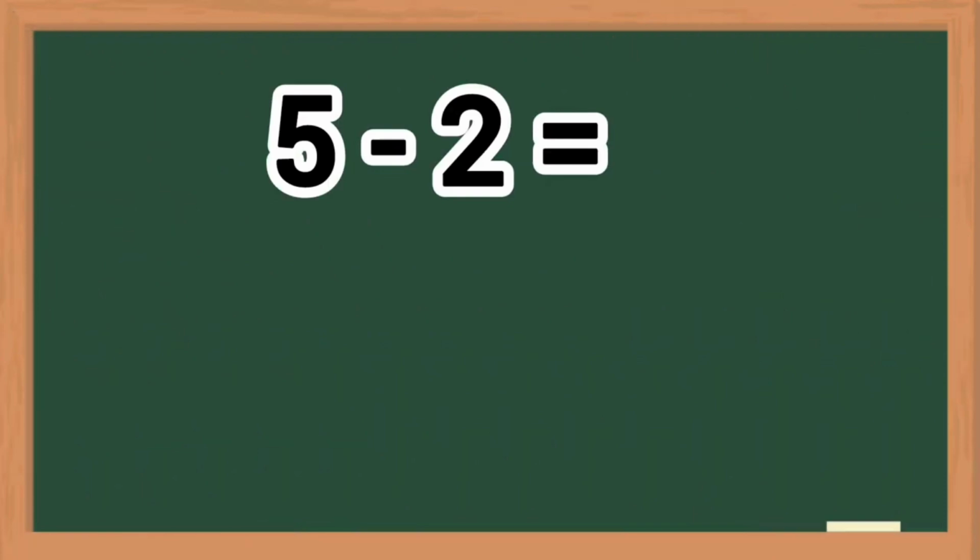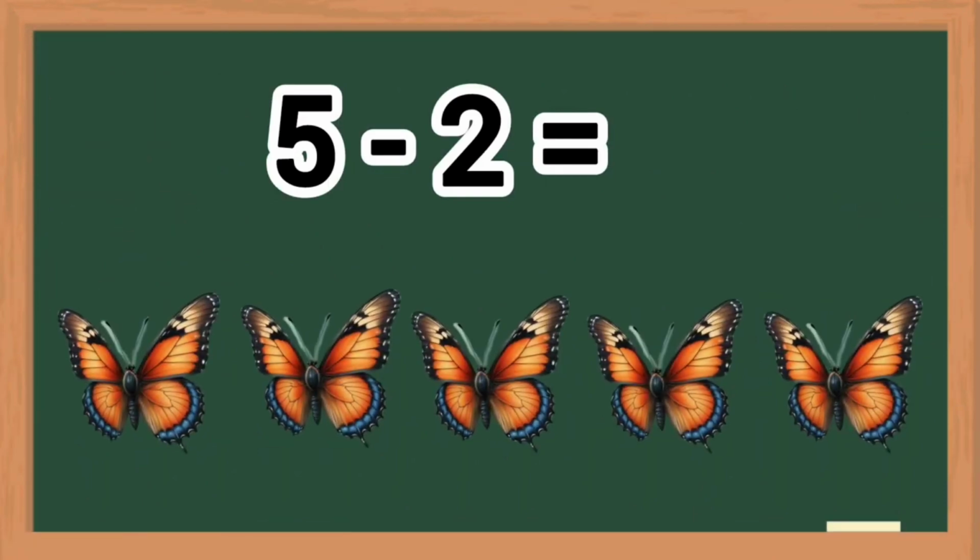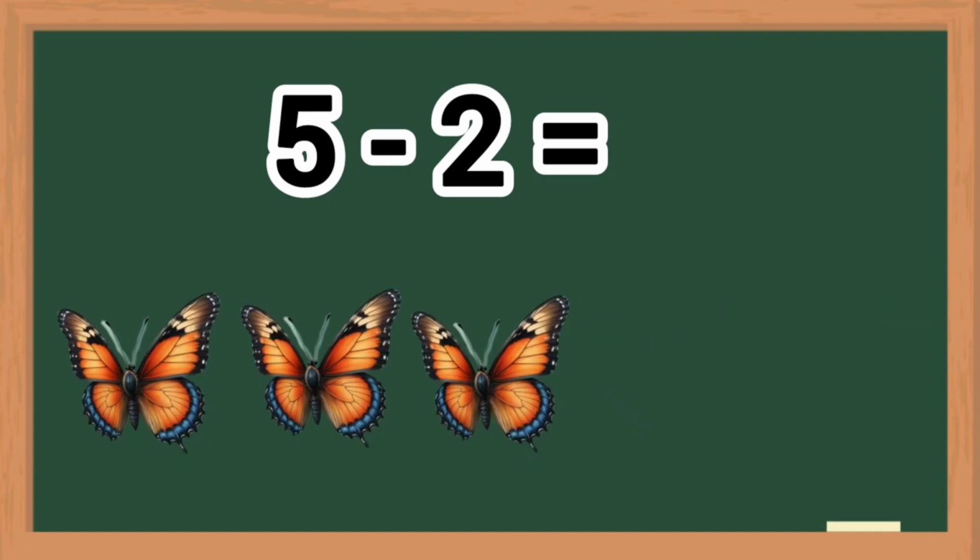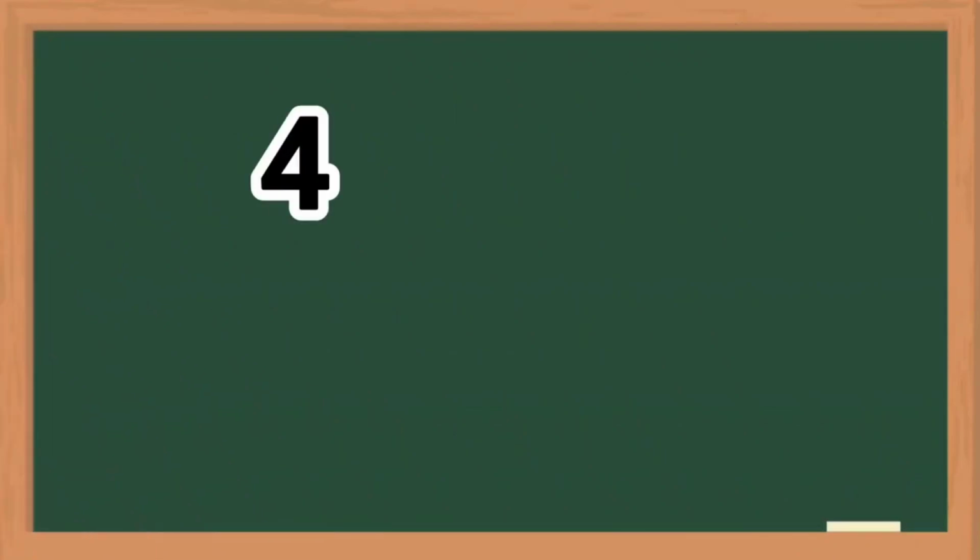5 minus 2 equals 2. Now we see 5 butterflies, and 2 fly away. So, how many butterflies are left? Yes, correct. 3 butterflies are left.